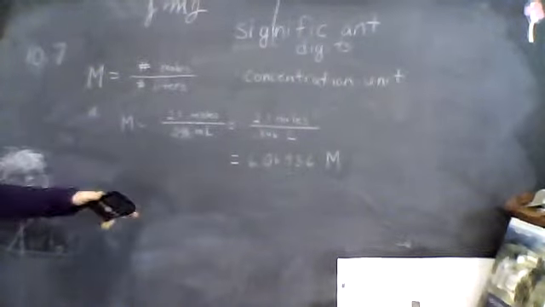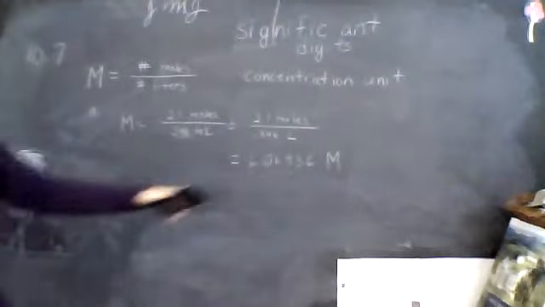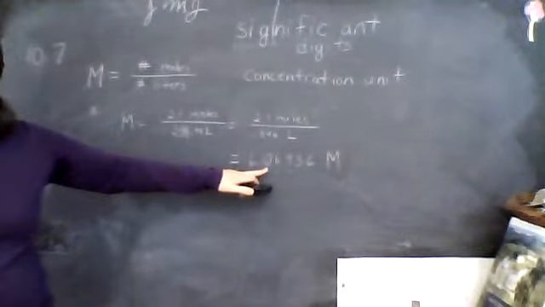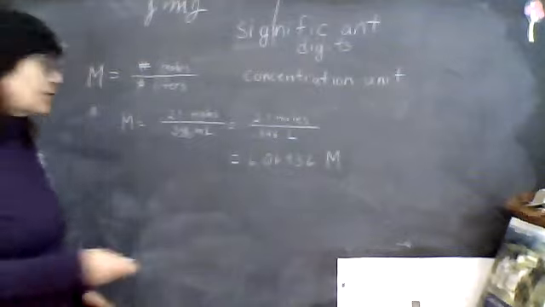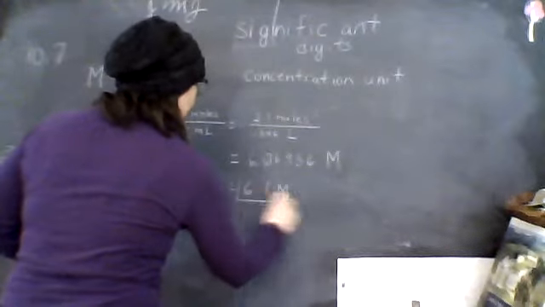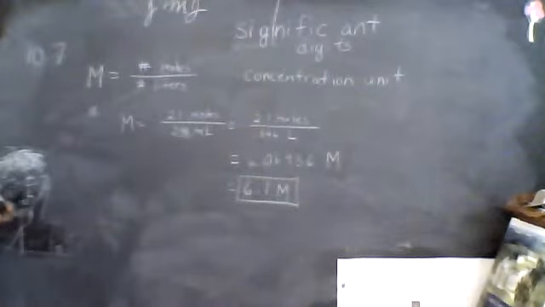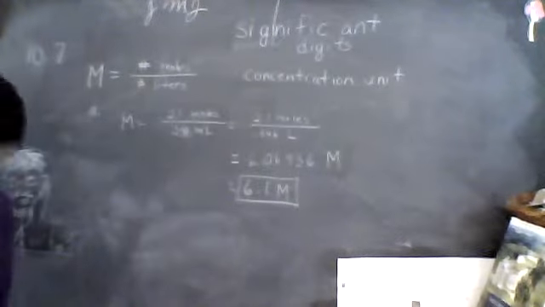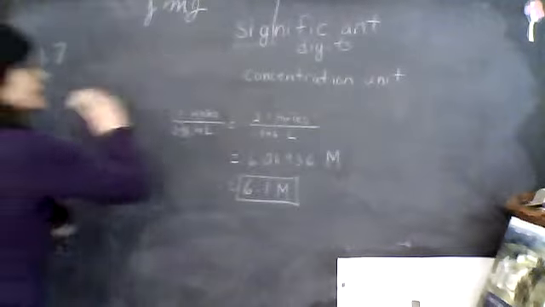We always go with the fewest number. So we're going to round this 0 tenths to a 1/10. So 6.1 molarity is the answer for letter A. Okay. Ready for letter B? Yeah. Let me erase. Okay.